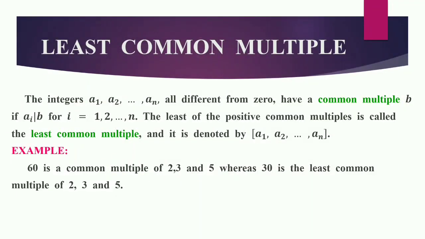Least common multiple. We consider the non-zero integers a1, a2, etc. an and an integer b. Then b is said to be a common multiple of the integers a1, a2, etc. an if ai divides b for all i equal to 1 to n. For example, 60 is a common multiple of 2, 3 and 5, since 2 divides 60, 3 divides 60 and also 5 divides 60. The least of the positive common multiples is called the least common multiple, and it is denoted by [a1, a2, etc. an] inside a square bracket. For example, 30 is the least common multiple of 2, 3 and 5.